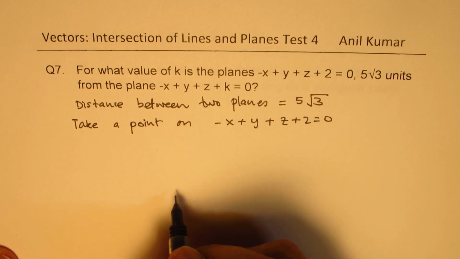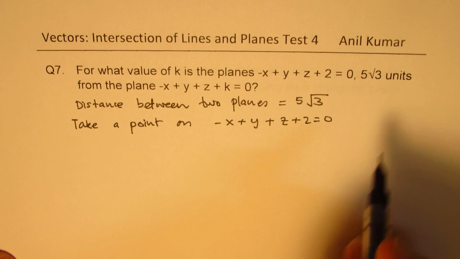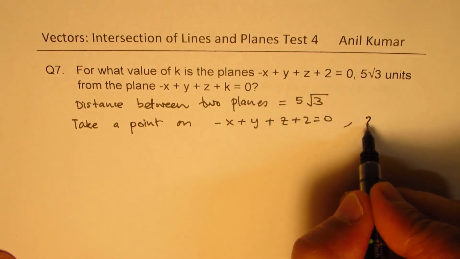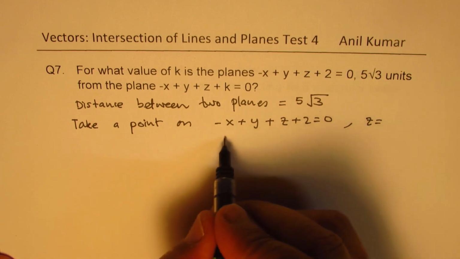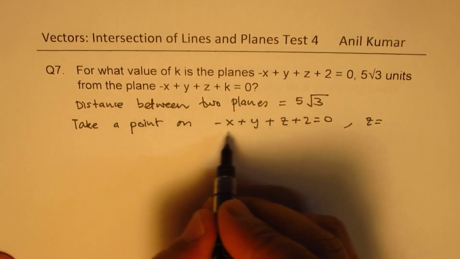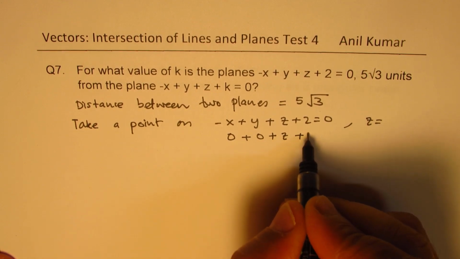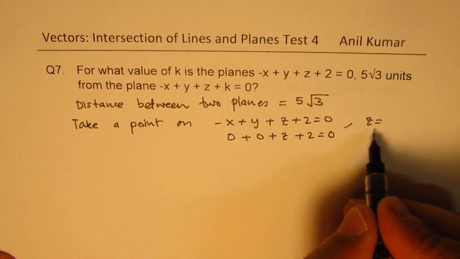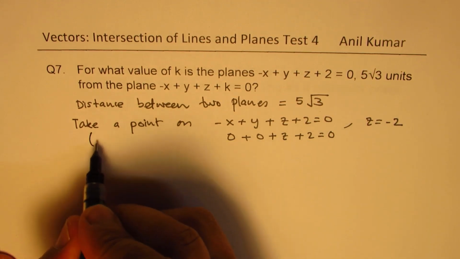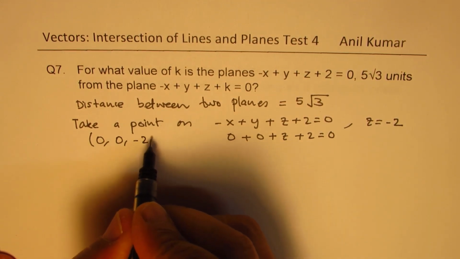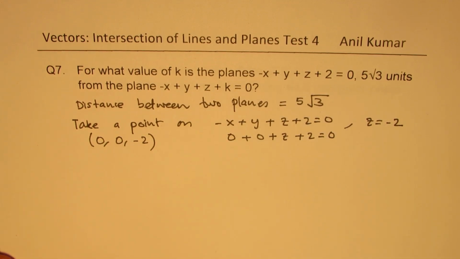So what we can do is substitute the values of x and y and get the value of z, for example. If I substitute 0 here, so let's take 0 here, then 0 plus z plus 2 equals 0, which gives me z equals minus 2. So a point on this plane could be (0, 0, minus 2), correct? We'll use this point on our first plane.